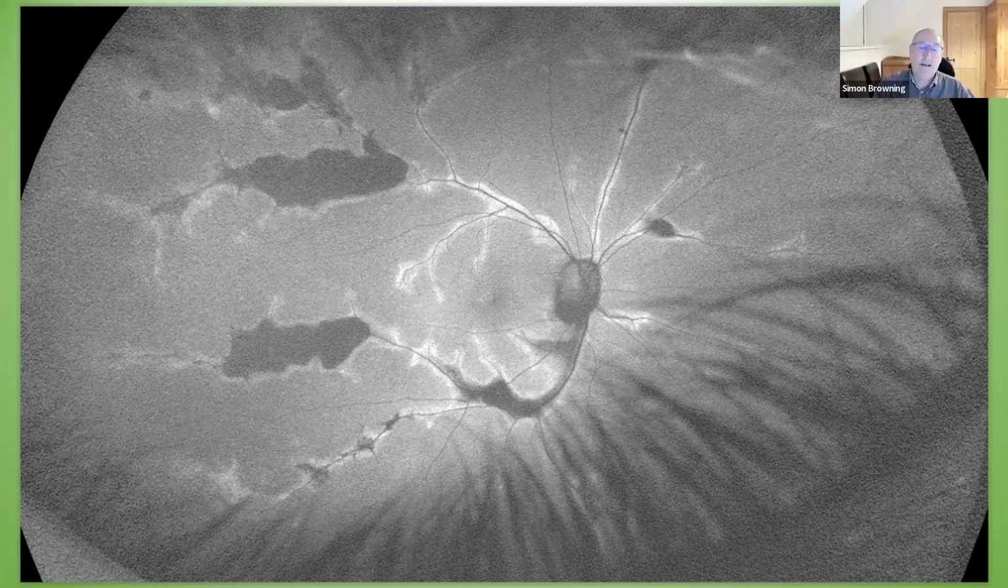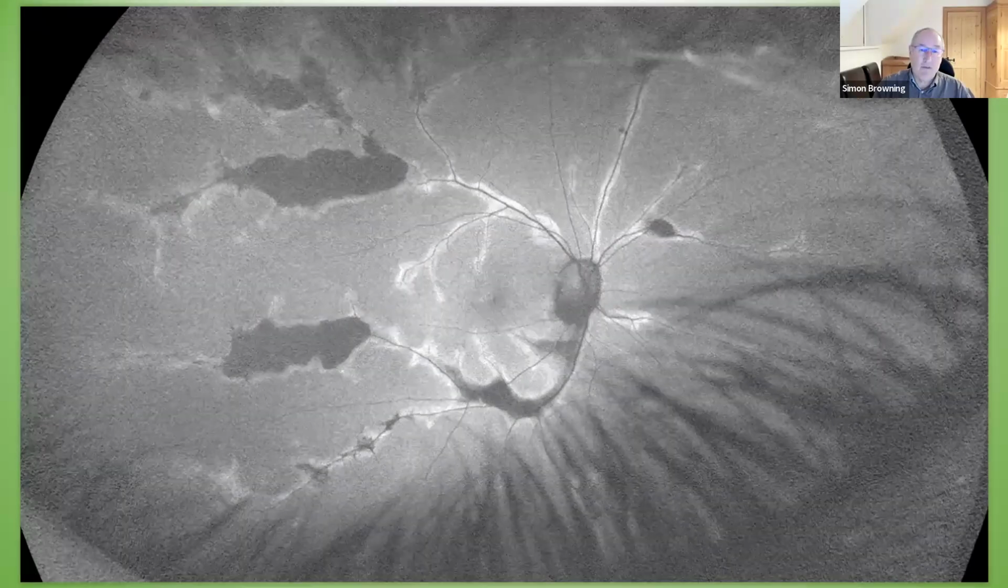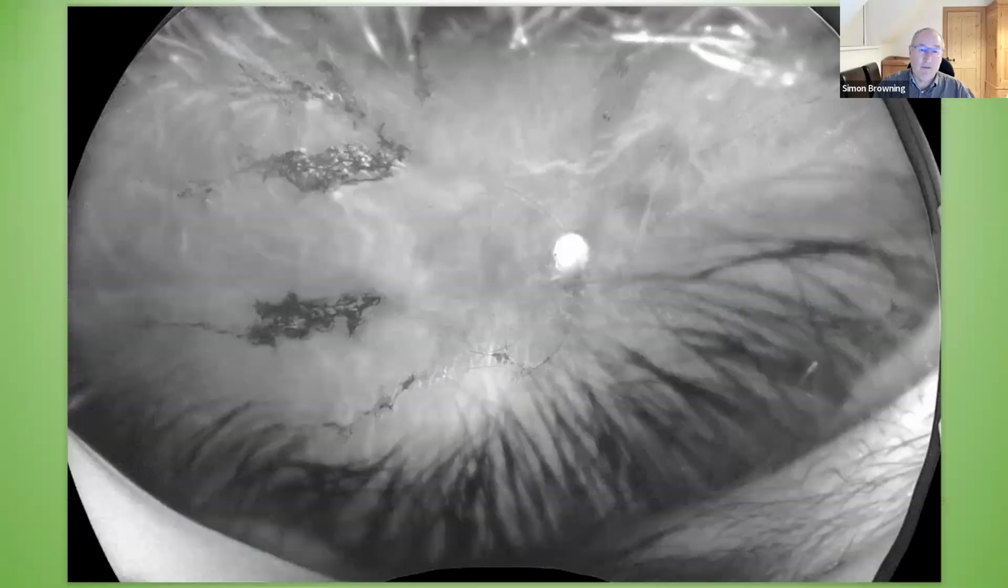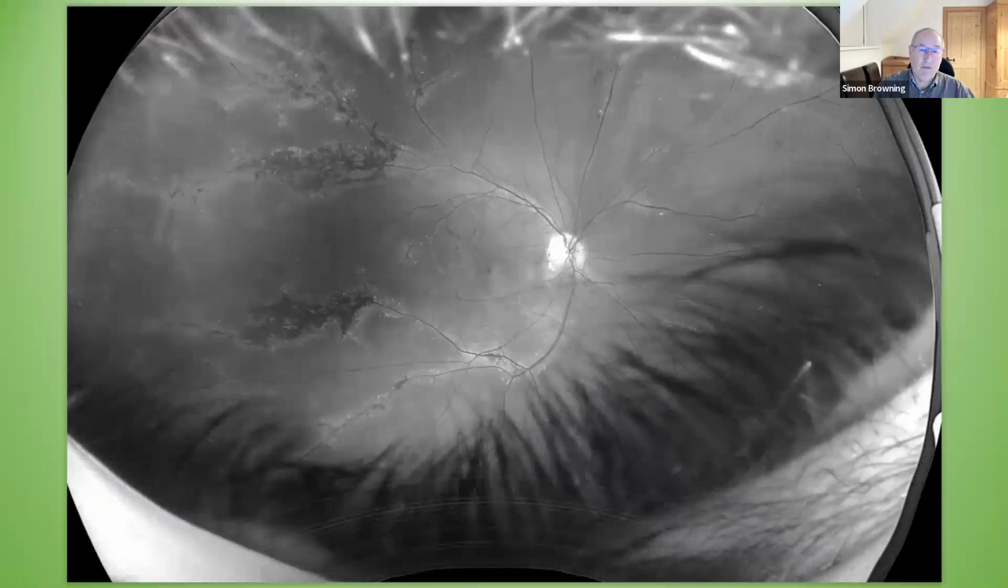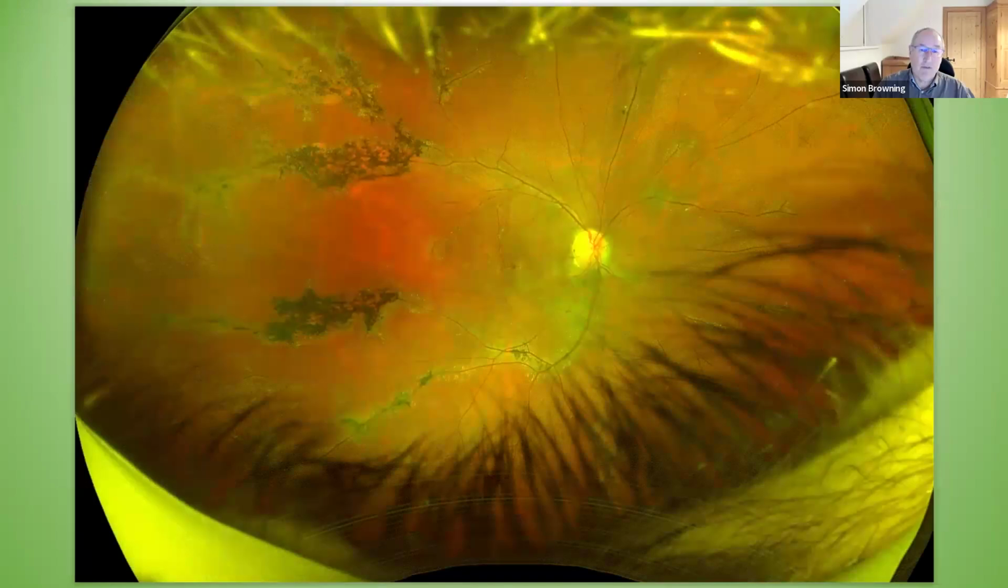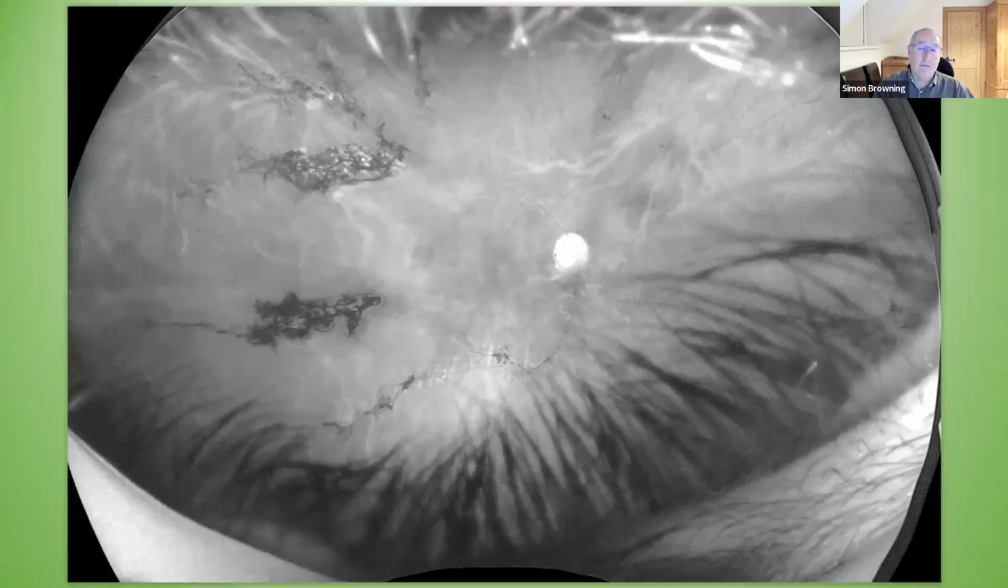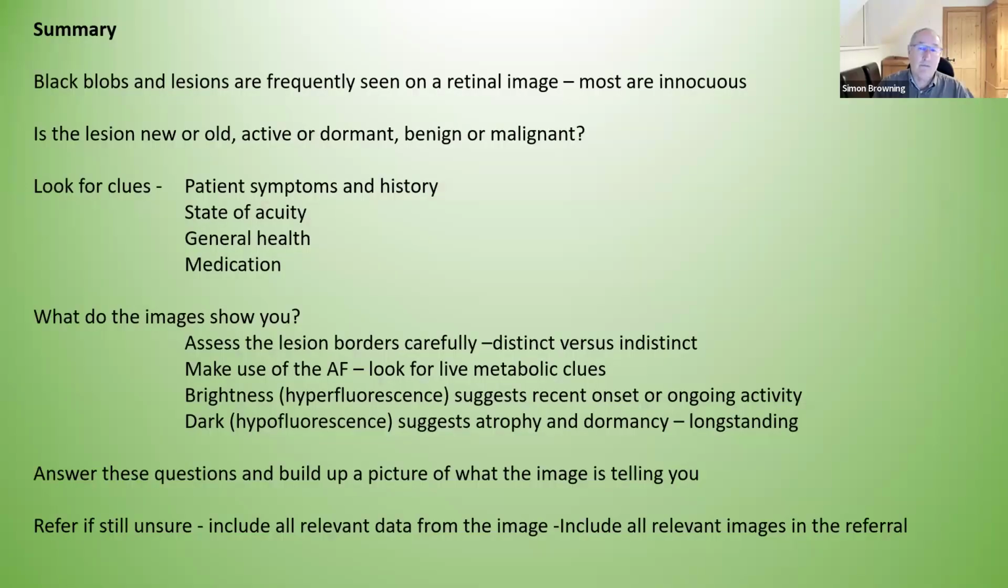But once you've made the diagnosis, you realize it is slowly progressive and it's not really going to impact on the vision that much. So, as I say, refer this one if you want to, but do not refer it urgently. Refer it routinely for confirmation of diagnosis. But again, before you do, look at what the image is showing you in terms of evidence that's there.